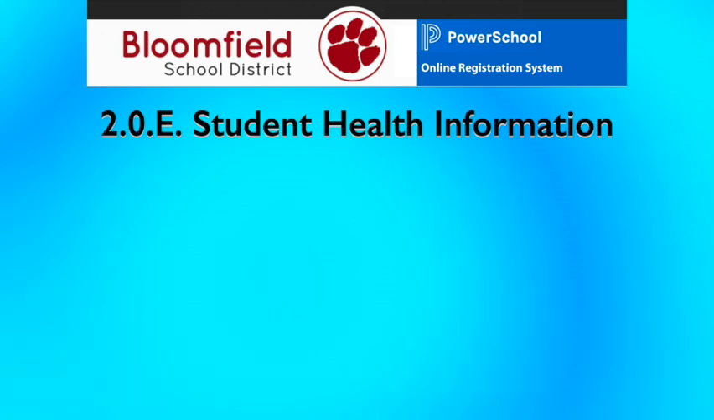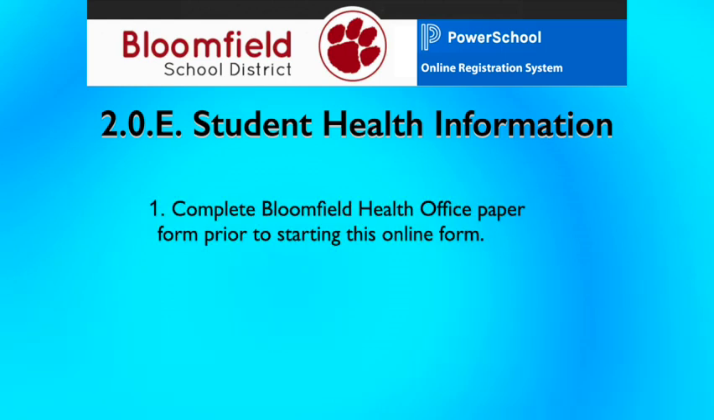Form 2.0E, Student Health Information. Before starting this form, make sure you have your physician complete the Bloomfield Health Office form, including immunizations. This form is available on the Preparing Documents page of the registration website, and more information can be found on the Preparing Documents page. Once complete, scan the signed form to a drive. You will not be able to submit the Student Health Information form without uploading the signed Bloomfield Health Office form. You also will not be able to save any entries you make on the online form unless the Health Office form is uploaded.